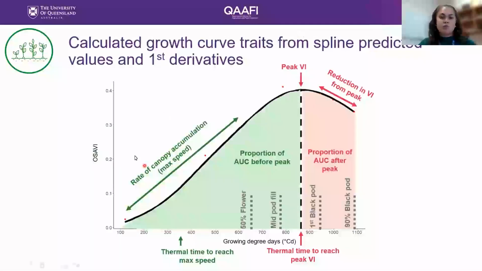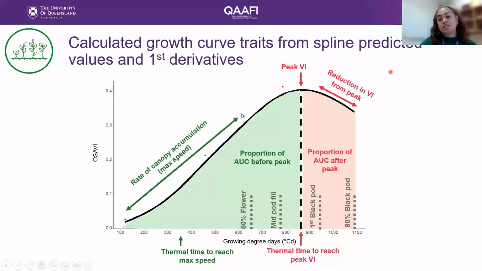So for each of these curves, we can then pull out some of the growth curve parameters based on their predictive values, as well as their first derivatives. So if we look at early canopy development, we can start looking at the rate of canopy accumulation and at what stage it reaches its maximum canopy growth speed. We can also look at a trait called area under the curve, in particular proportion of area under curve before peak. And for those who might not be familiar with area under the curve, it's essentially a metric used to look at the area in accumulation under this part of the curve.